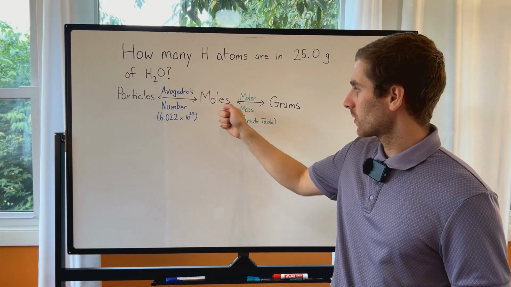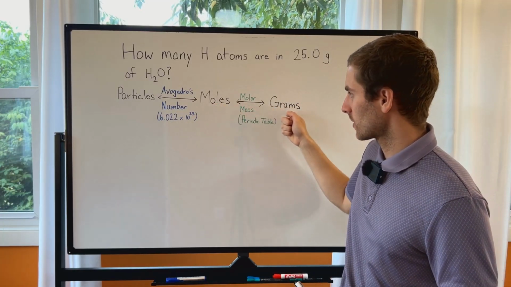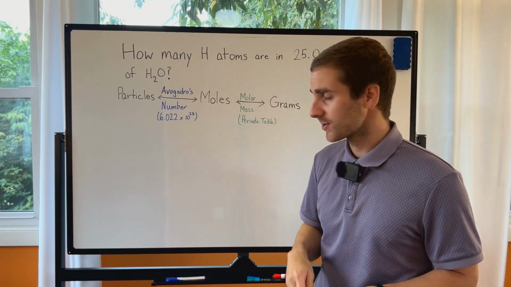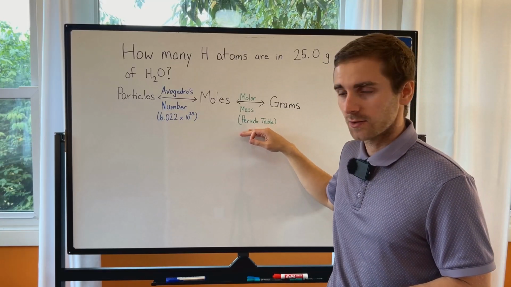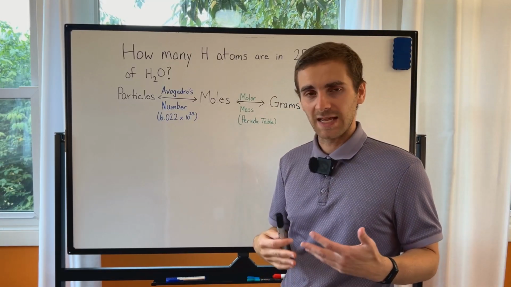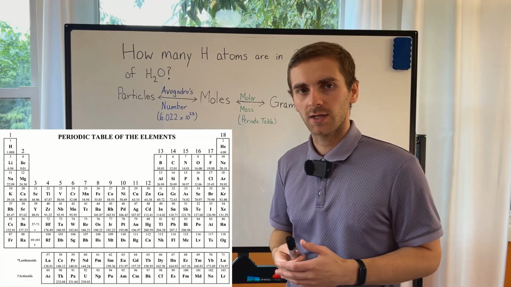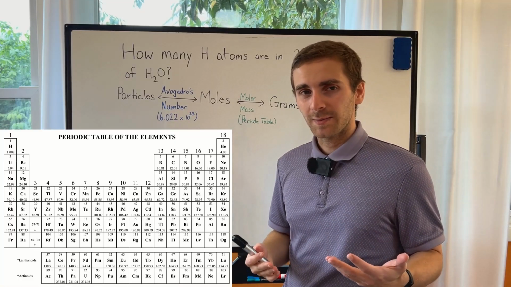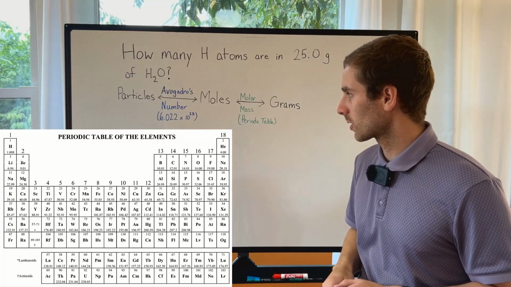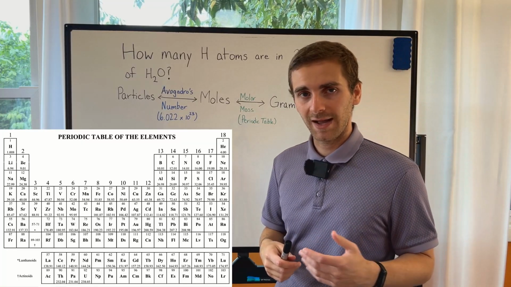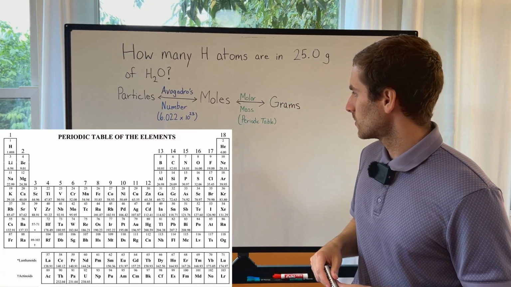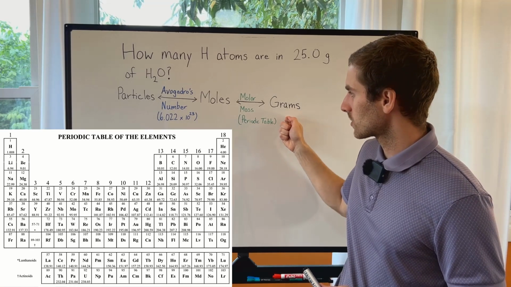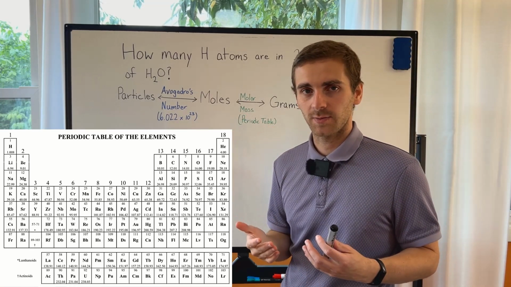And then we can also convert moles to grams or vice versa using what we call the molar mass, which comes from the periodic table. So this is the decimal number on the periodic table, usually written on the bottom. It's also called the atomic mass, but in this context, we're going to be calling it the molar mass. And it tells you how many grams are in 1 mole of that substance.